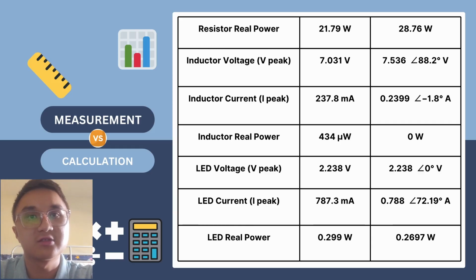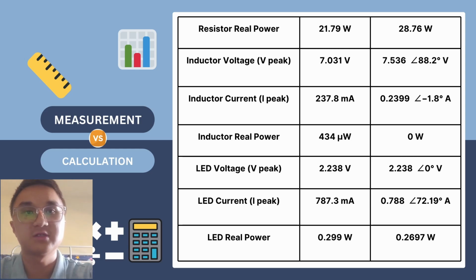The LED voltage is 2.238 volts and the calculation is 2.238 at 0 degrees volts. And the LED current is 787.3 milliamperes and the calculation is 0.788 at 72.19 degrees amperes. LED real power is 0.299 watts and the calculation is 0.2697 watts. Thank you. Now I will present the discussion part.